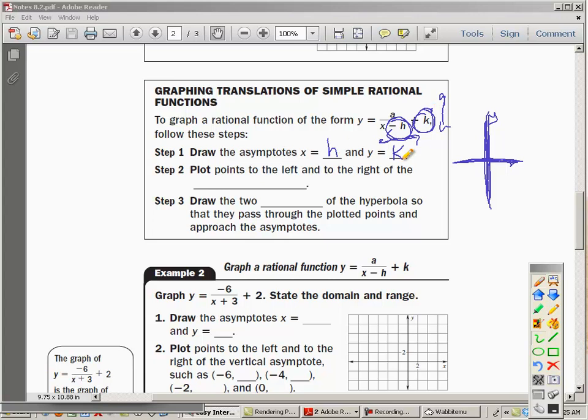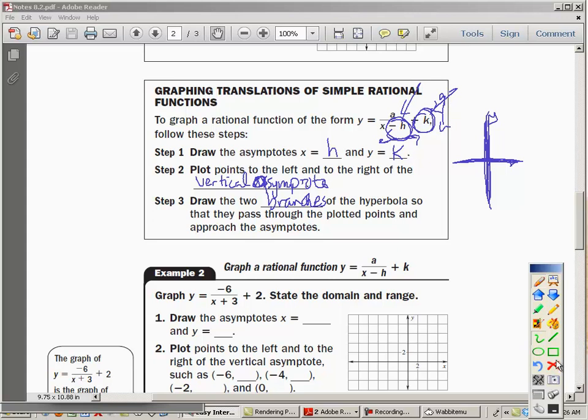All right, then we'll plot points to the left and the right side of the vertical asymptote. And I'll spell that correctly. There's only one S in asymptote. And then draw the two branches like we did before. Okay? So basically, we just move the vertical asymptote, whatever h is. We move the horizontal asymptote, whatever k is.